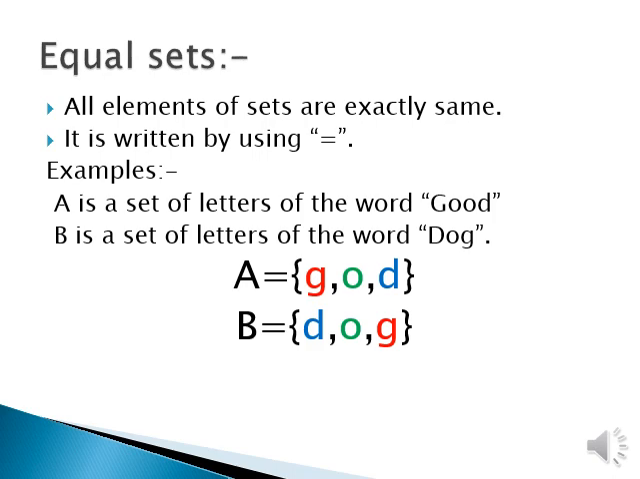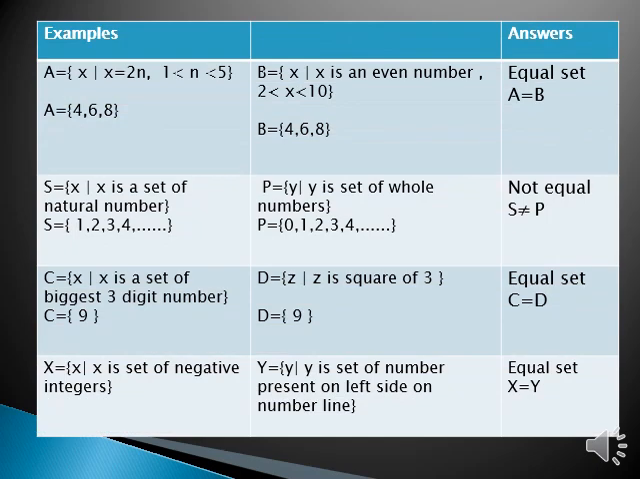Thus set A will be equal to set B. It can be written as A equals B. Now we'll see some more examples to make it clear.